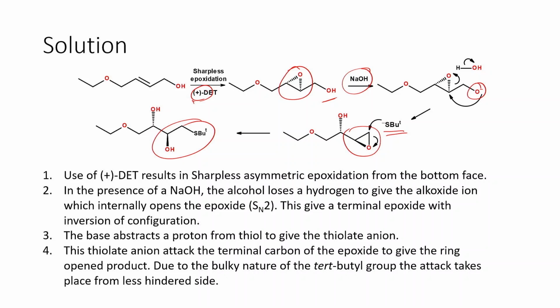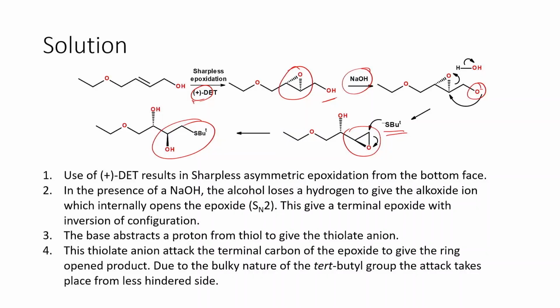So the first one is the epoxidation, Sharpless epoxidation using plus diethyl tartrate isomer, and the second one is the intramolecular opening up of the epoxide. Okay, so these two are the crucial things that determine how the stereochemistry is going to be in the final product. And in the simple opening up of the epoxide by the thiolate anion, because thiolate is a bulky group, we end up with the thiolate anion adding to the terminal carbon.